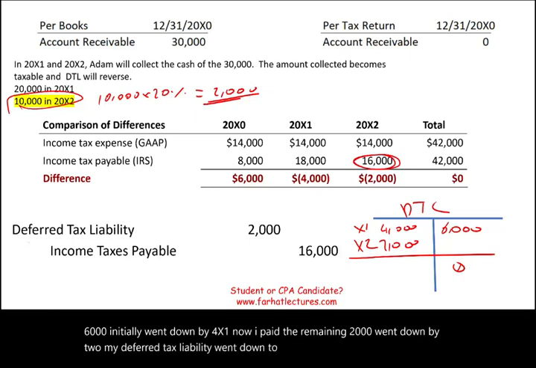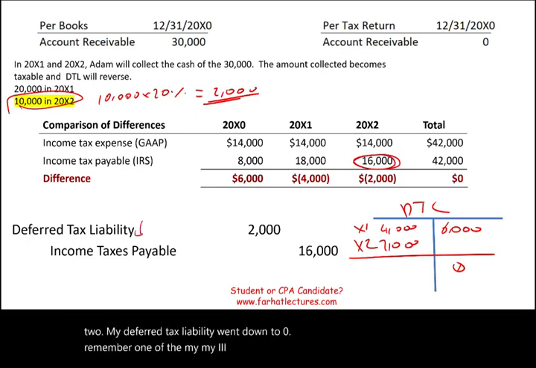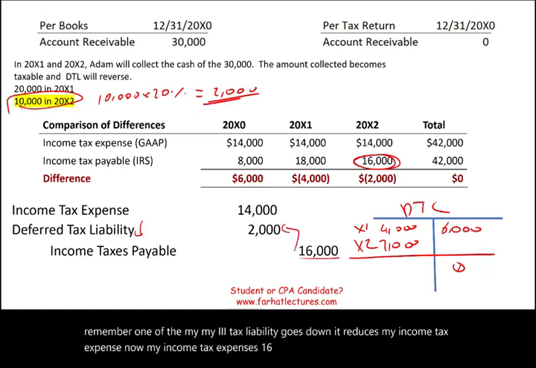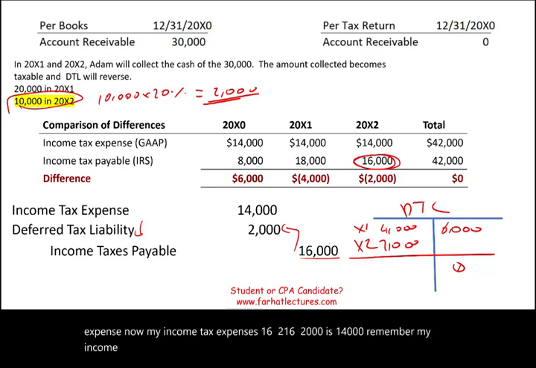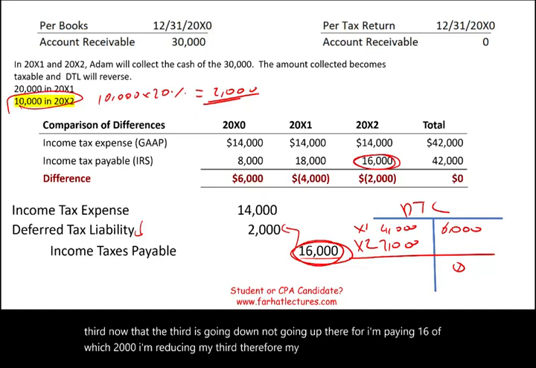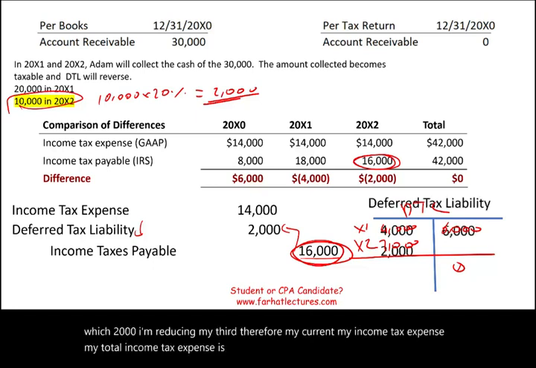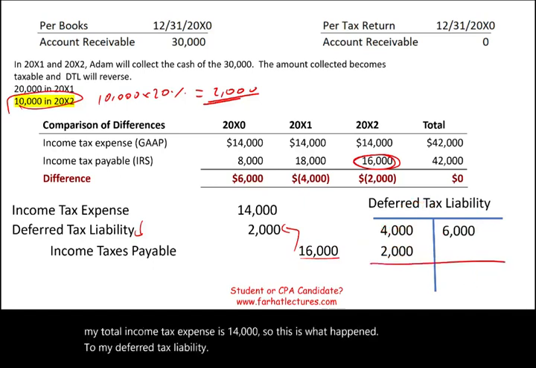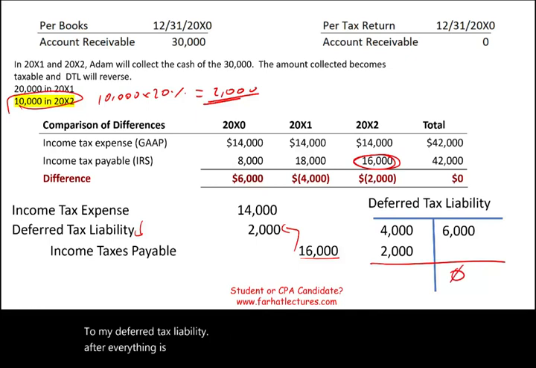Remember, when my deferred tax liability goes down, it reduces my income tax expense. Now, my income tax expense is 16 minus 2. 16 minus 2,000 is 14,000. Remember, my income tax expense is a function of my current portion of the taxes and the deferred. Now, the deferred is going down, not going up. Therefore, I'm paying 16, of which 2,000, I'm reducing my deferred. Therefore, my total income tax expense is 14,000. So this is what happened to my deferred tax liability after everything is reversed. It means it went down to zero.